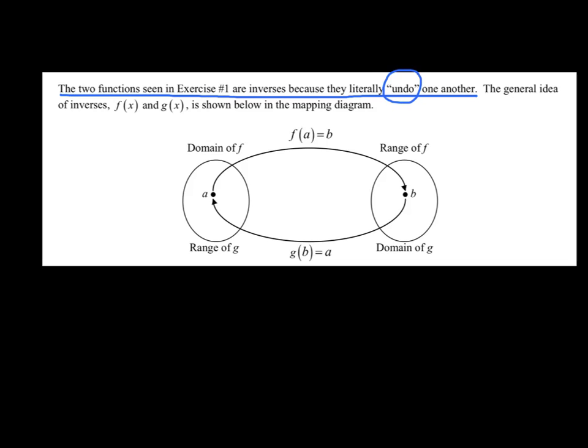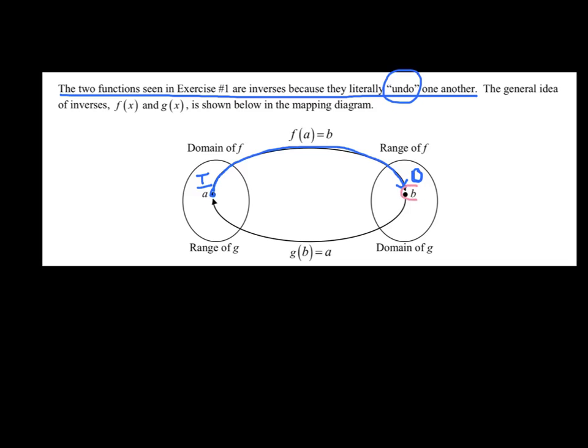Okay, now the general idea of inverses is shown in this mapping, and it looks like a lot of hectic chaos here, but we'll try to sort it out. So basically we're starting with point a, and we're going to substitute a into function f, and our output is b. So we started with our input of a, and we got an output of b. And that became the range, as we talked about 2 videos ago.